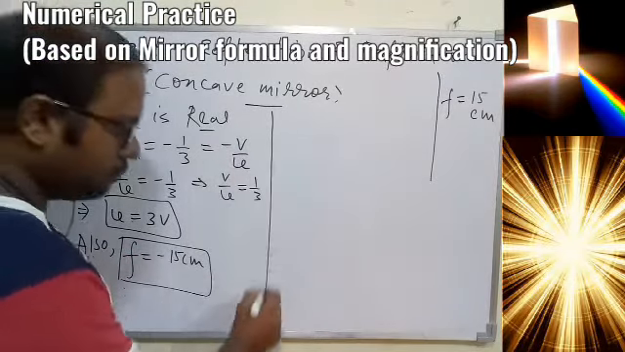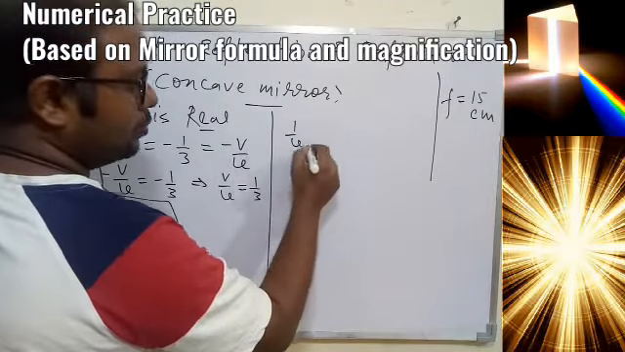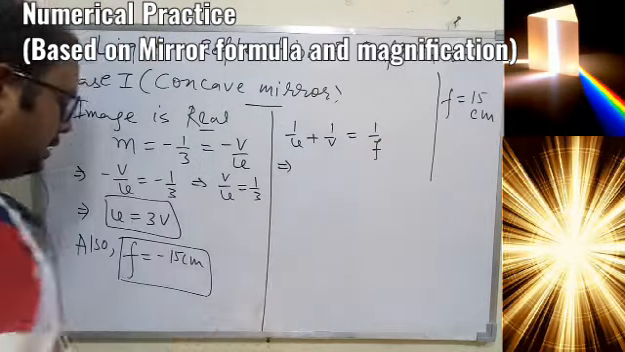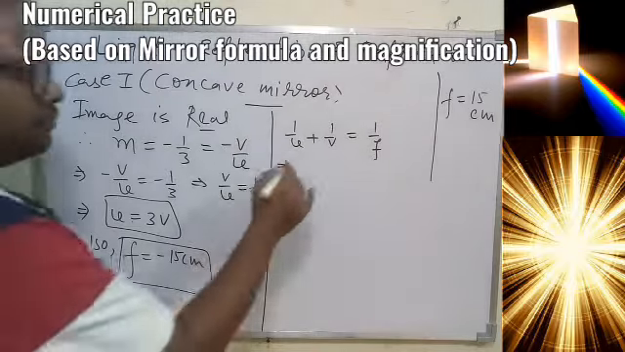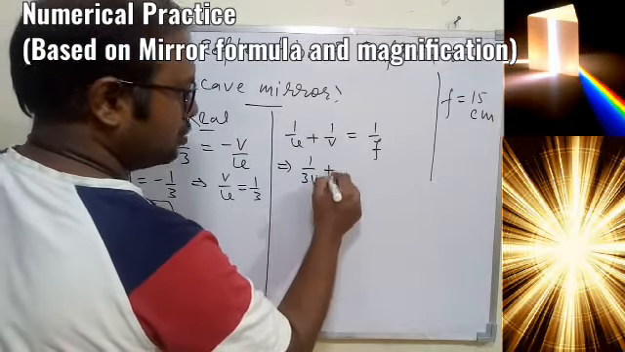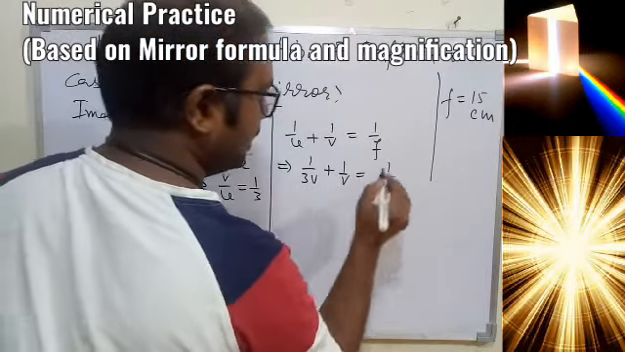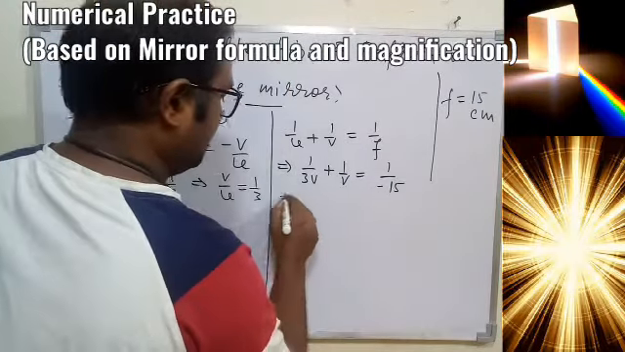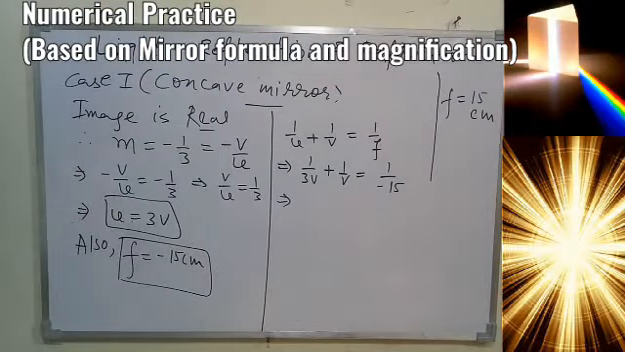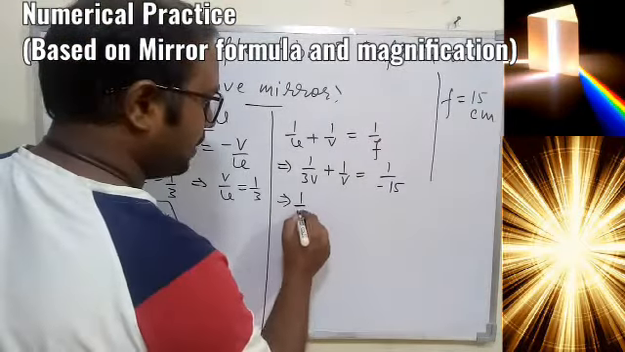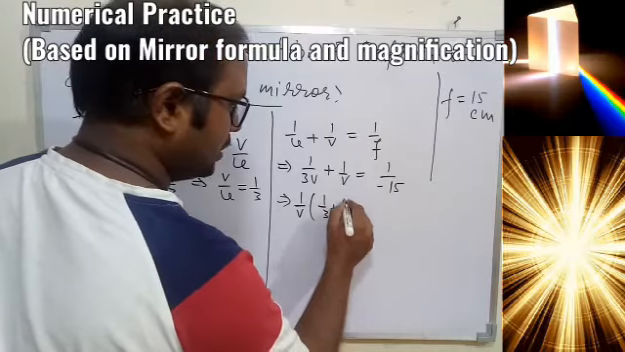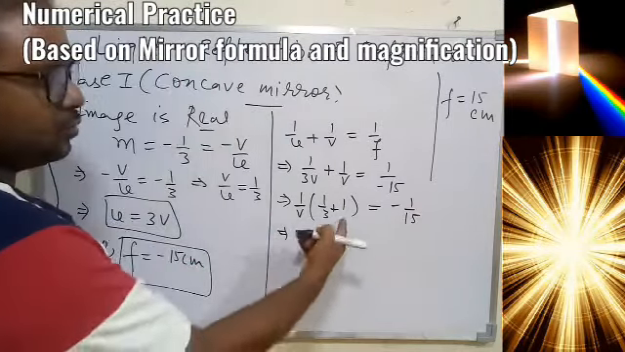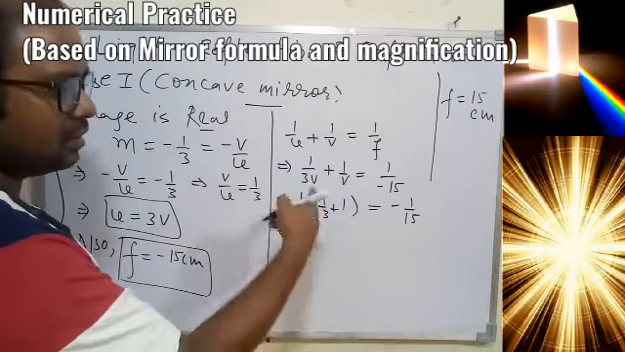So let's continue here. Now we know 1 upon u plus 1 upon v is equal to 1 upon f. In place of u we can place 3v, so 1 upon 3v plus 1 upon v is equal to 1 upon f, that is minus 15. From here we can find the value of v. Again take 1 by v common, so 1 by 3 plus 1 is equal to minus 1 upon 15.